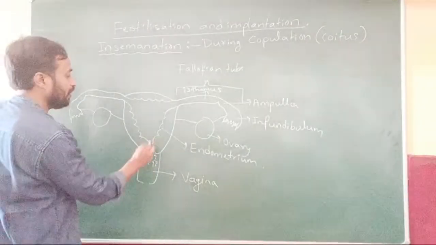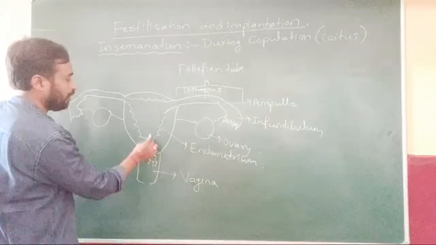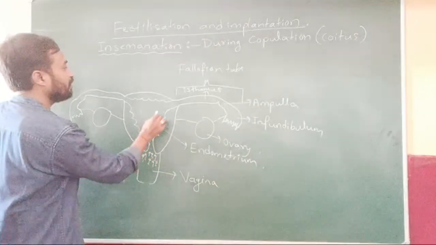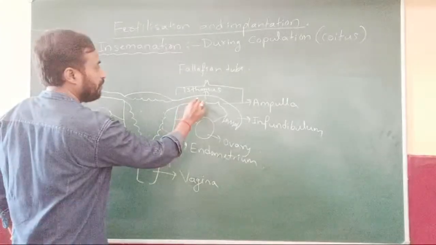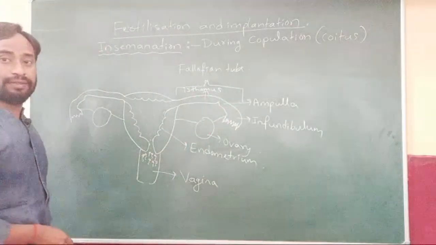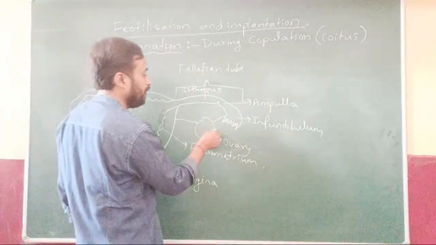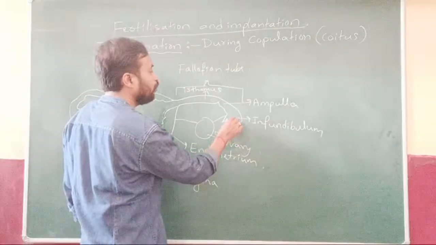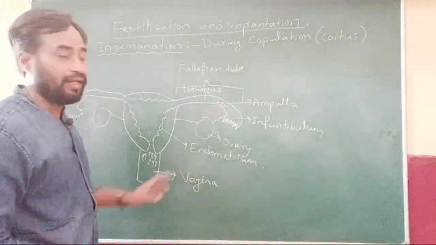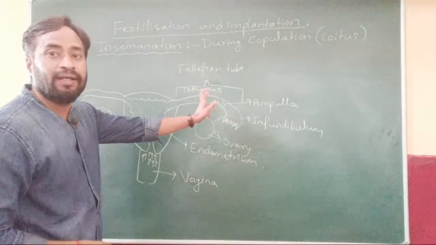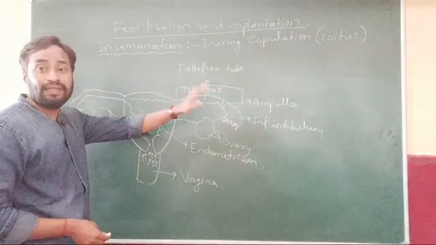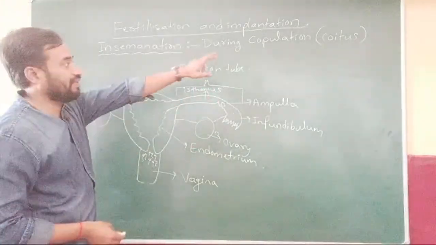These sperms enter into the cervix and travel through the uterus, and even through the fallopian tube, the isthmus region, and ultimately they reach the ampulla region, where the ovum with the secondary oocyte has already reached. There they get fused. So this is what happens in regular coitus or copulation.